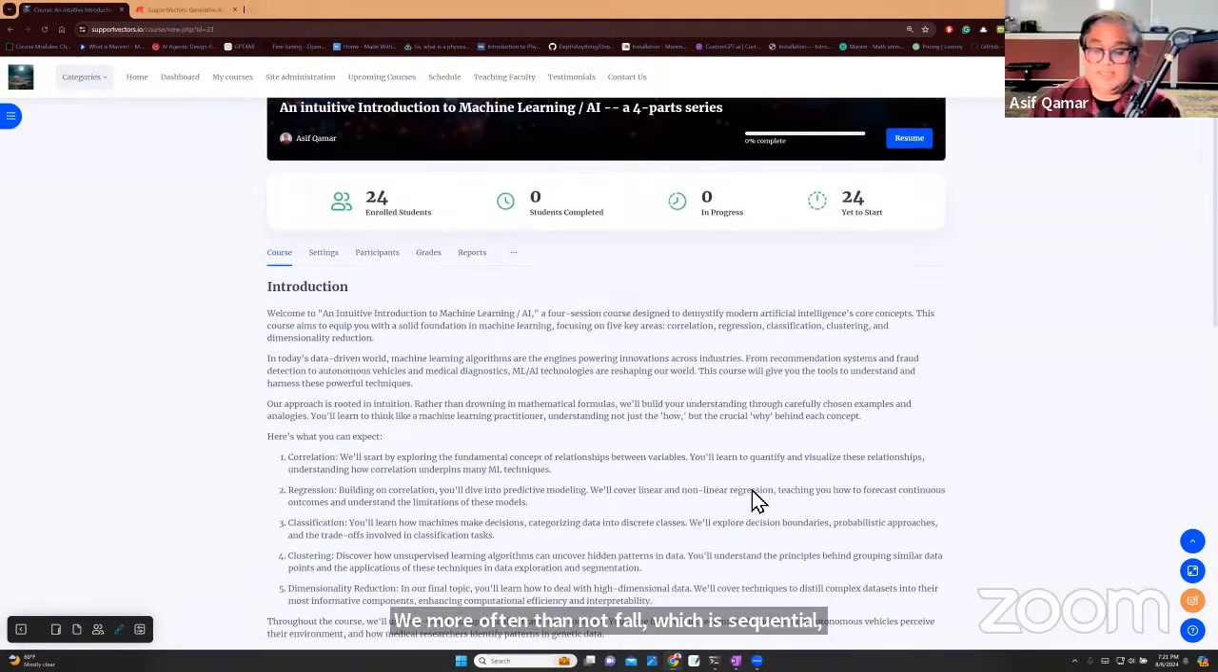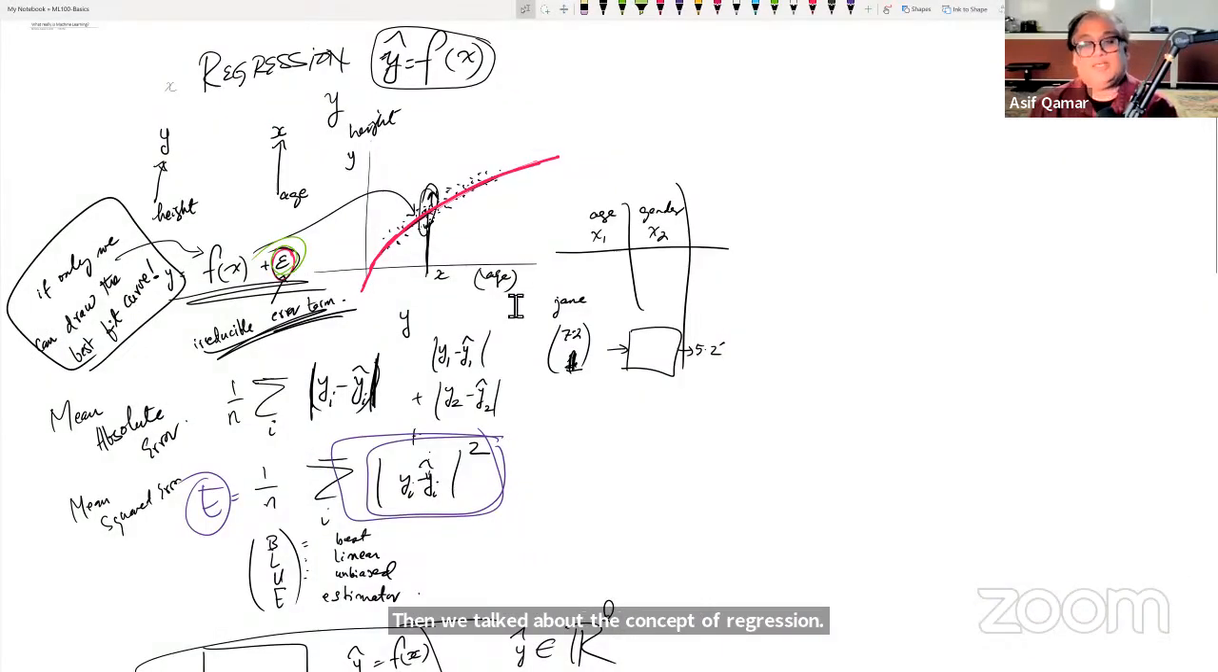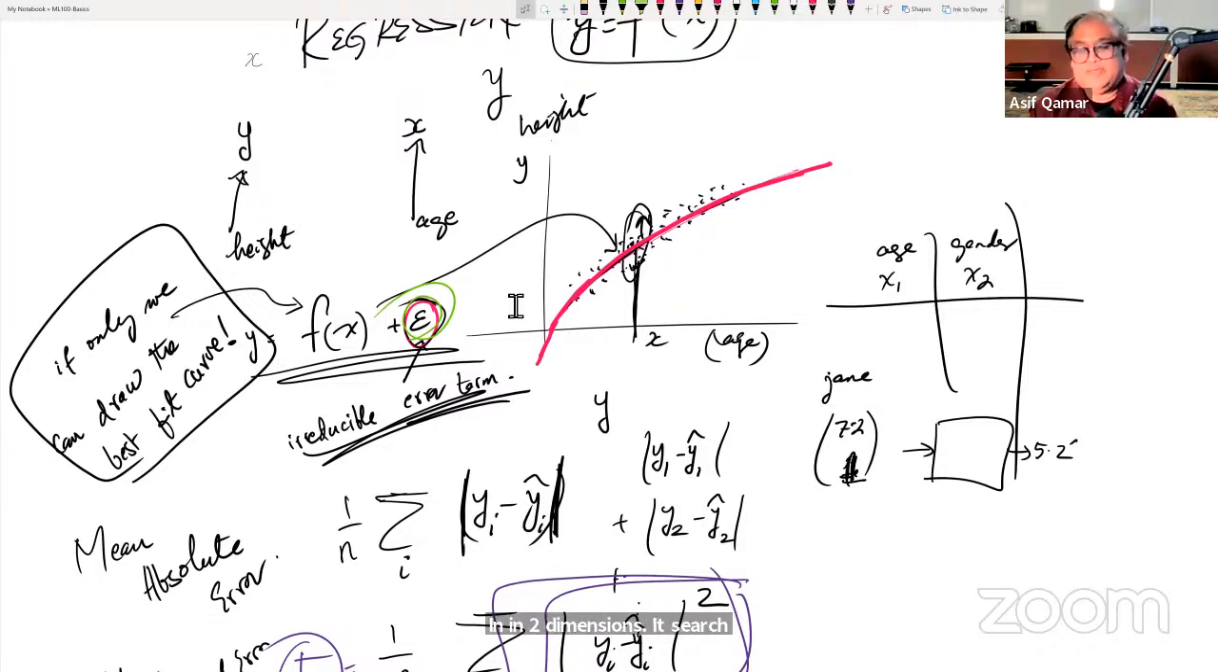Then we talked about the concept of regression. If you remember, what is regression? Regression is the search, given a variable x and a variable y, in two dimensions, for a function, a curve that relates y to x. When we do that, you have a function, but there remains a part that is unexplained, which has a fancy name, that is irreducible error.